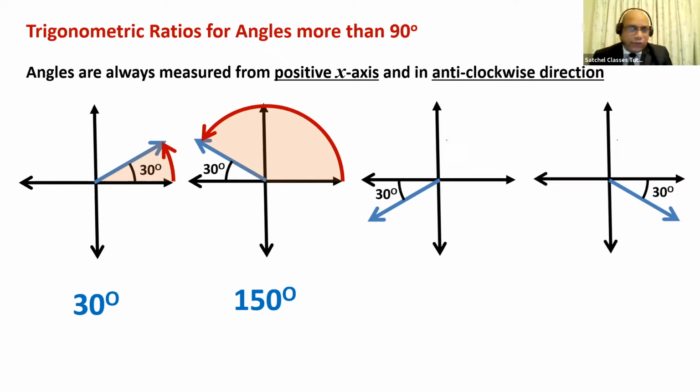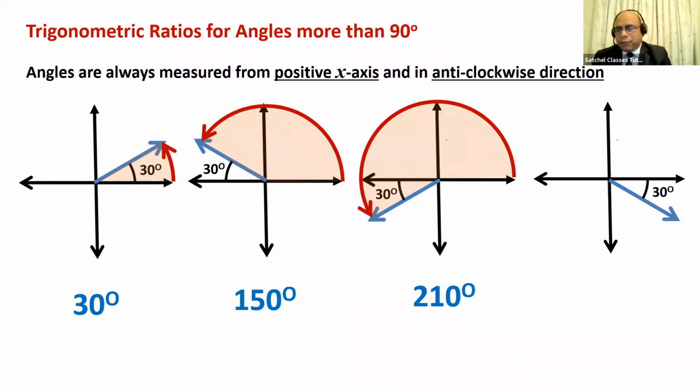In the third situation, if I start from the positive side of the x-axis and go anti-clockwise, the angle that I need to cover will be 30 degrees more than 180, because a semicircle would have been 180, but this is 30 degrees more than that, so the angle is 210 degrees.